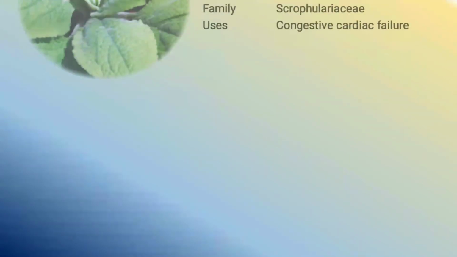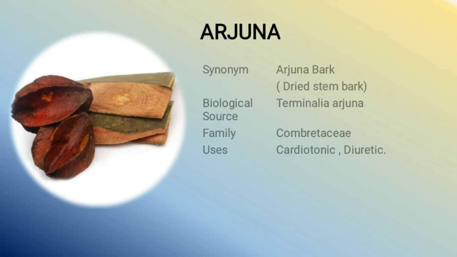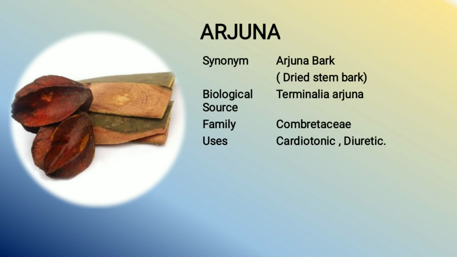Moving further, so students, what is this image of? You can identify that it's a bark, right? What is it? It is Arjuna, right? The synonym is Arjuna bark, and it consists of dried stem bark. The biological source of Arjuna is the dried stem bark of the plant known as Terminalia arjuna Roxb. belonging to the family Combretaceae, right? And it is used as a cardiotonic as well as a diuretic.